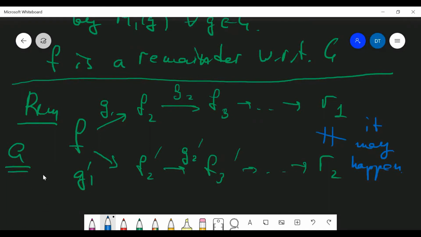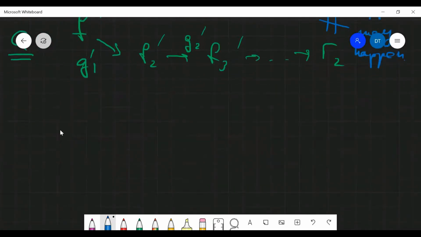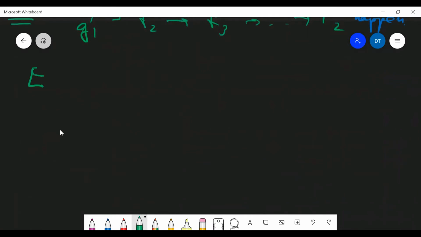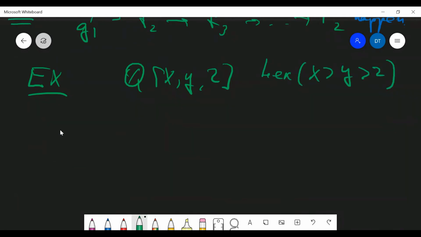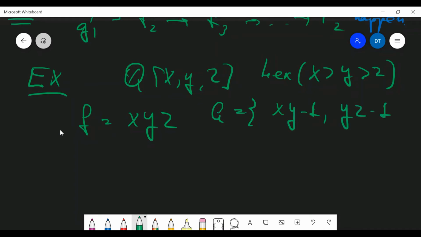And here is an example. I just want to give you an example. Well, let's take Q[x, y, z]. We use the lexicographical order where x is greater than y is greater than z. And in this case, we take f to be xyz. And G will be the set consisting of xy minus 1 and yz minus 1. So this is g1 and this is g2. Let me underline the leading terms, which are exactly the leading monomials of these polynomials.